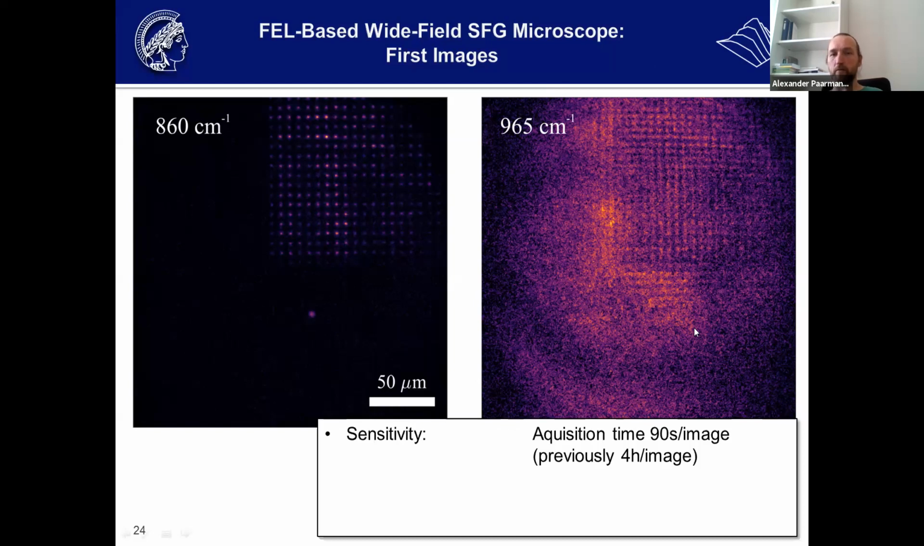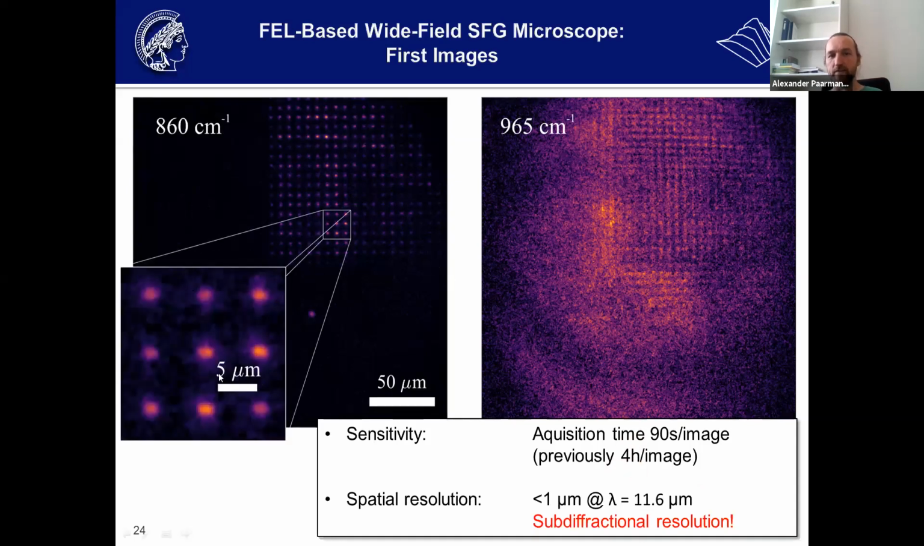The two main points that I want to make here, and I'm very happy that this is working so well. One, this method is really much better than the tight focus scanning approach that we first tried, because now we basically see these images live while we do it. And this image that I'm showing here is 90 seconds of integration instead of 4 hours that we took for one of those previous images. And secondly, and you see this immediately if you just zoom in, this is running at a wavelength of 11.6 micrometer, and we already have a resolution better than 1 micrometer.